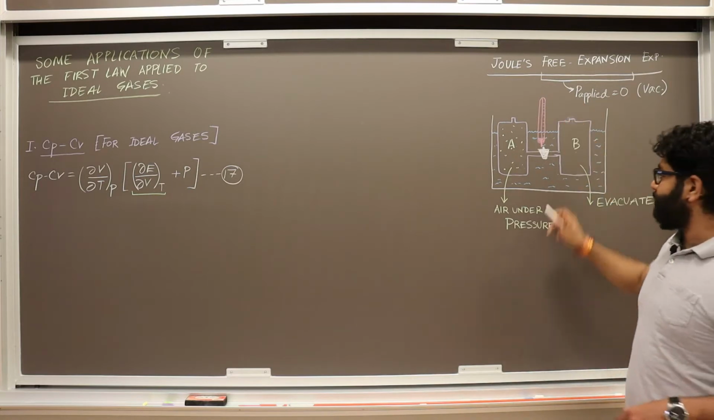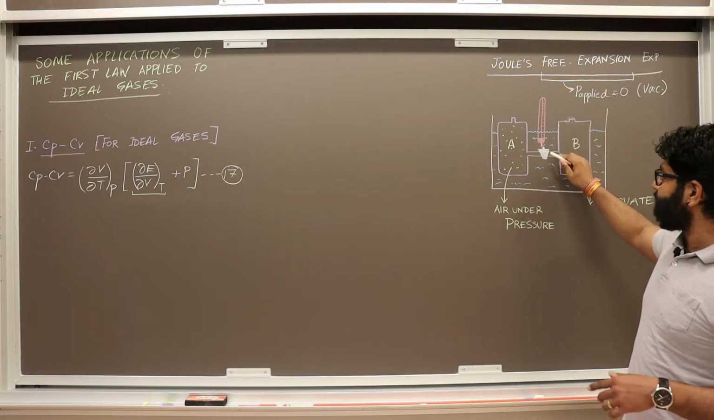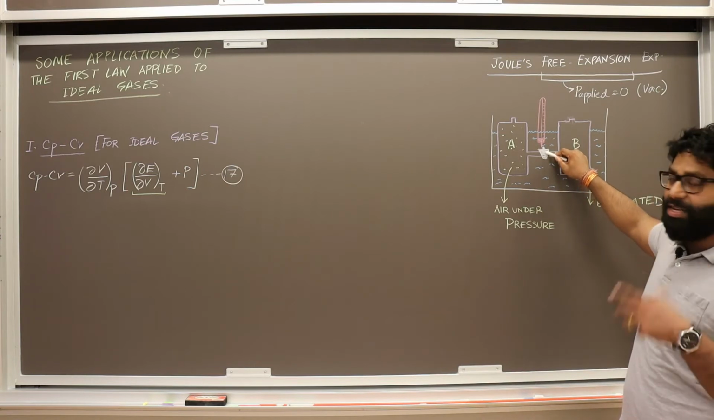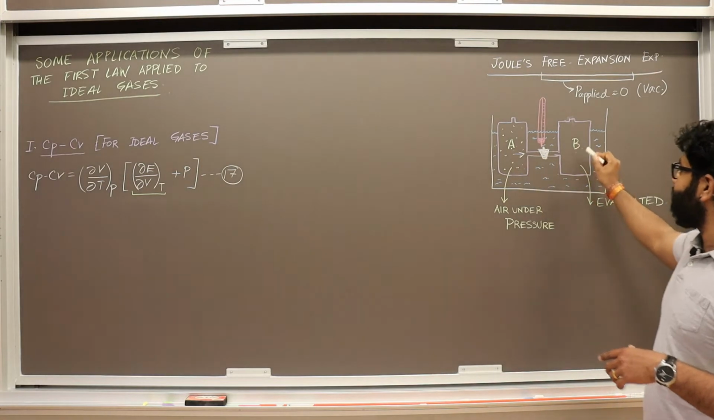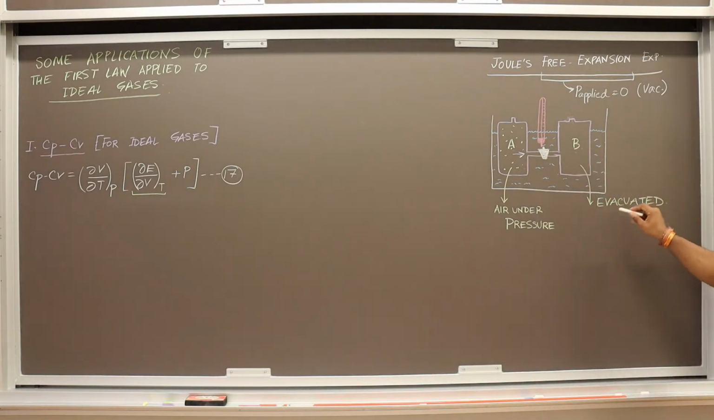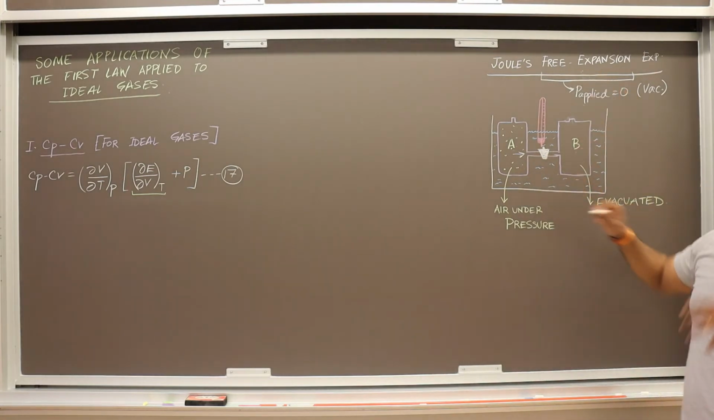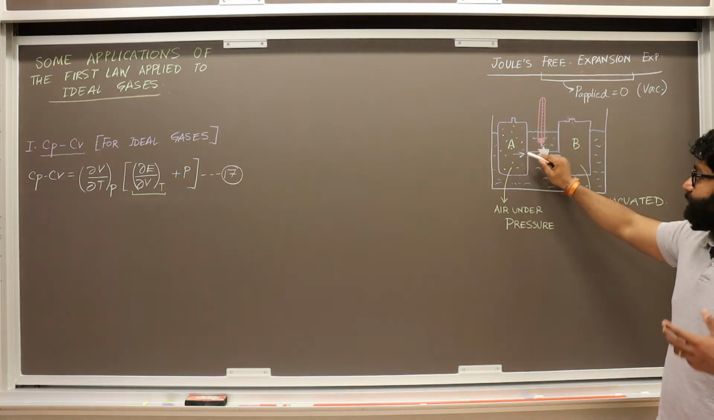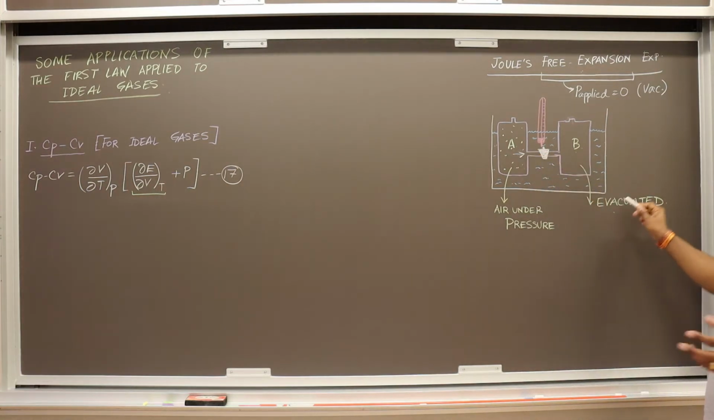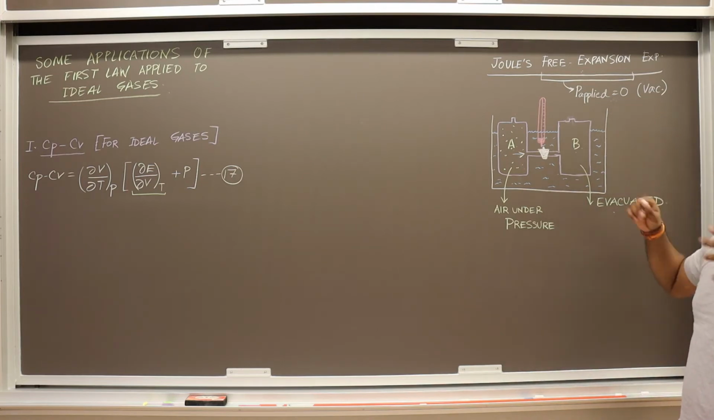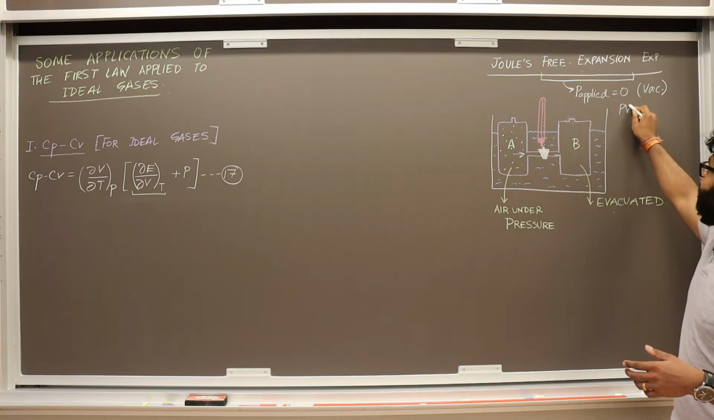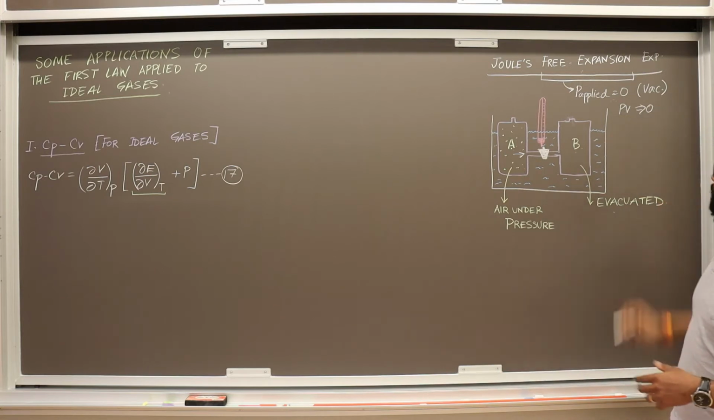Now what happens when the valve is released? The gas from here starts to travel into B, which was evacuated. So there was a free expansion. There was no work done in here. Since this is evacuated, the pressure applied was 0. Therefore, the pressure work term PV becomes 0, right?